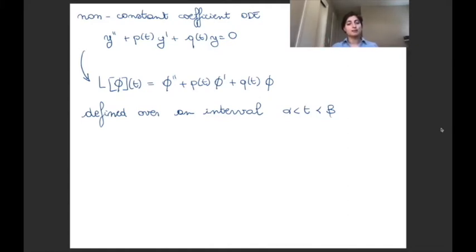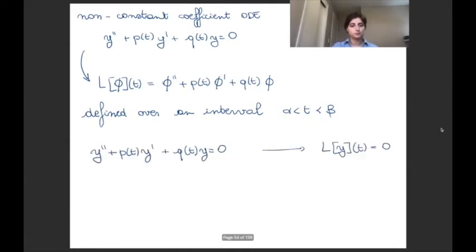And it's defined over an interval of time. t can change between alpha and beta. Either of them can be infinity, so alpha can be a real number or minus infinity, and beta can be a real number or plus infinity. And anywhere in which our differential operator makes sense to be computed, it's inside this interval.